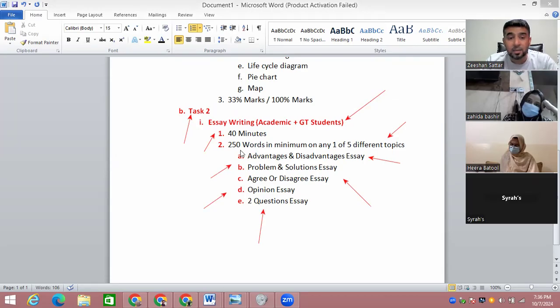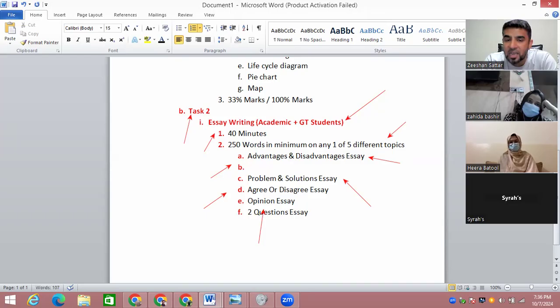But there is another thing. Sometimes we see that the examiner gives us positive and negative views. If this essay appears in the exam, always remember that this is part of the advantages and disadvantages essay.